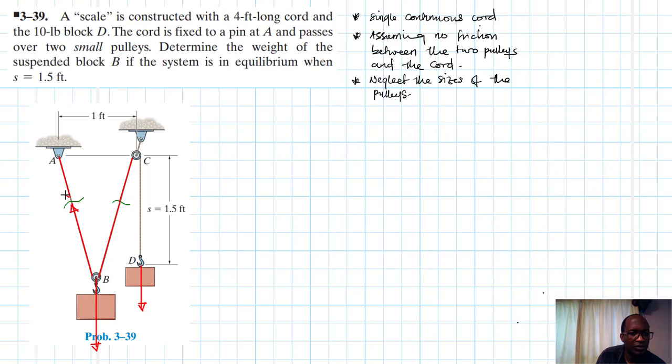So we have the tension force. I am saying we neglect the sizes of these pulleys. Think of these as just dots. So we're going to have tension forces like so. So this one is given, it is 10 pounds, right? Yes. And then let's say this one, we call it W. All right. Then let's call this T.